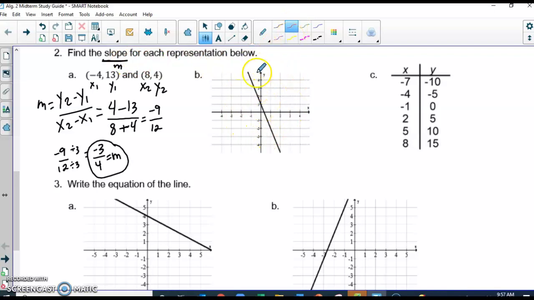For B, they give me a line that I need to find the slope from. The way I'm going to find the slope is I'm going to look for 2 points that go through the corners of the grid lines. We also are reminded that slope is rise over run. So I'm looking for my rise first and then my run. To get down to this point, I have to go down 3 and over 1. So my slope for B is going to be -3 over 1, which is also known as just -3.